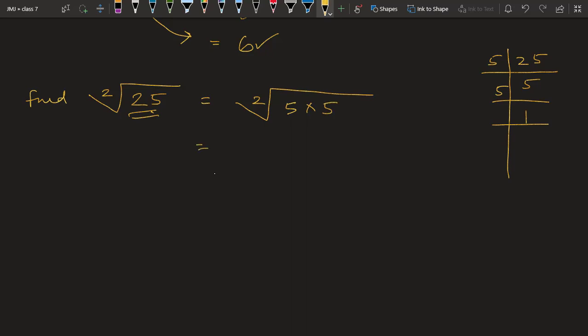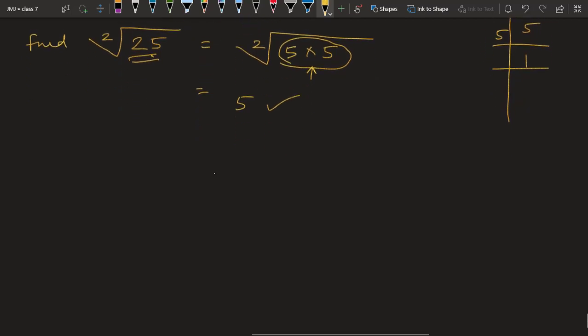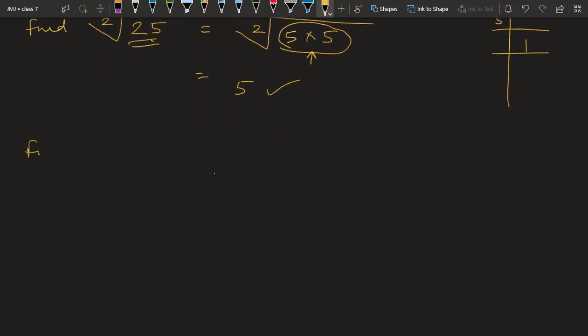Now, can you tell me what will come out? Yes, it will allow only one 5 to come out because they are in pair. So one 5 will come out, and this is the answer. Okay. Similarly, if you get find square root of 121. I have told you, if there is nothing written over here, you have to take it as square root only. So either 2 is written or not written, this symbol signifies square root.